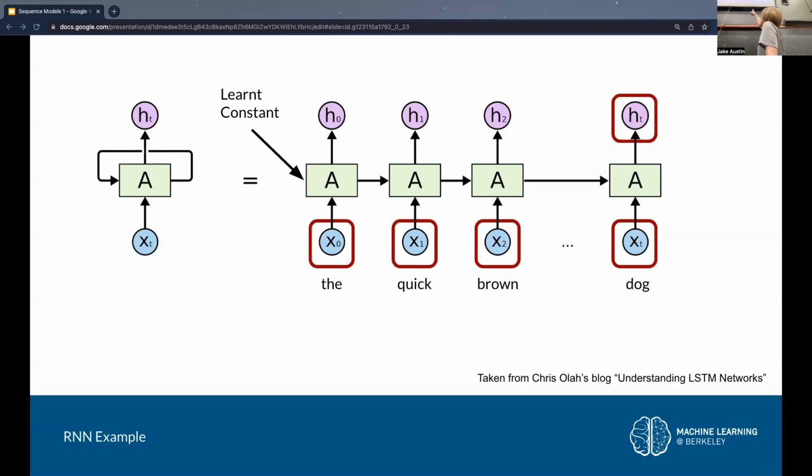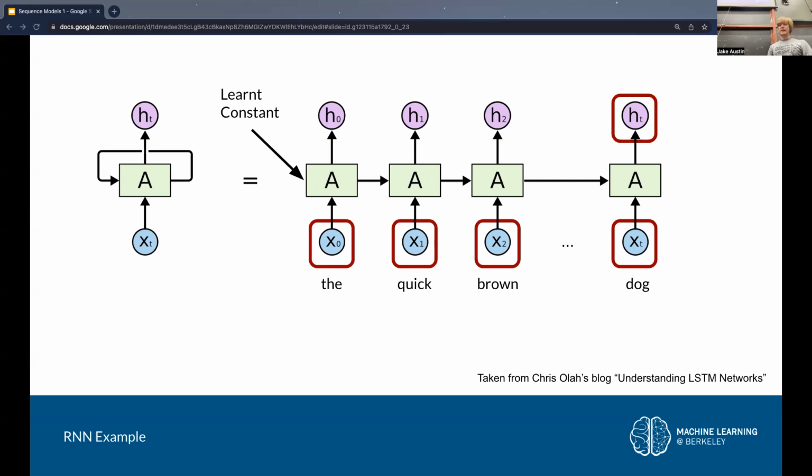So if H0 is a vector, H1 is a vector, H2 is a vector, you can choose how to interpret them. If you want to interpret it as the probability of any given word in our dictionary, it could be some kind of translation thing, where H0 is a vector of probabilities of being the French version of the word "the," or any other word in French. They could be probabilities of the translated word.